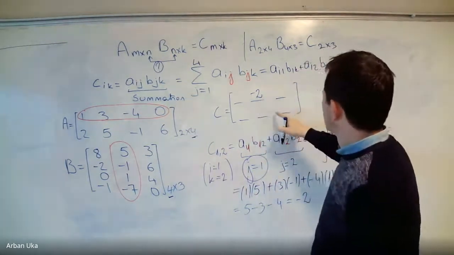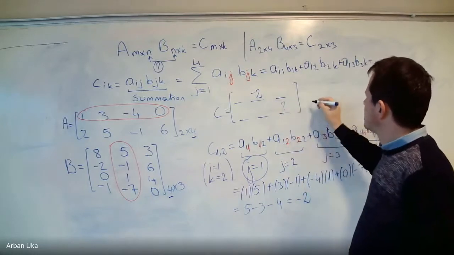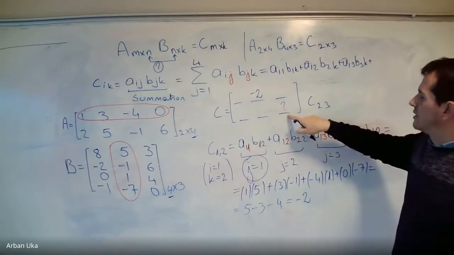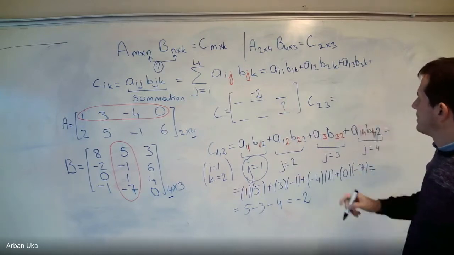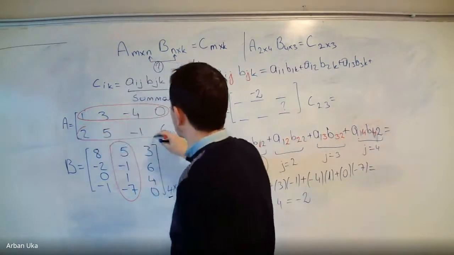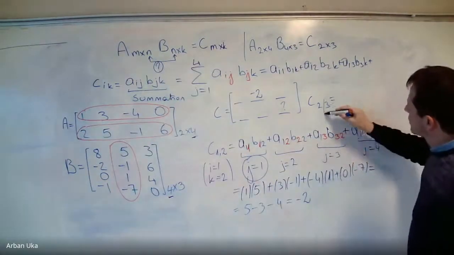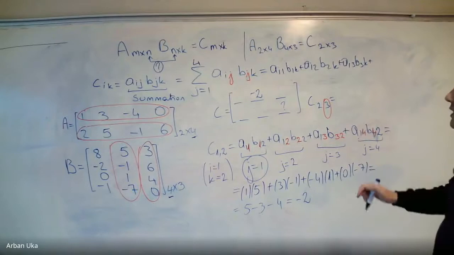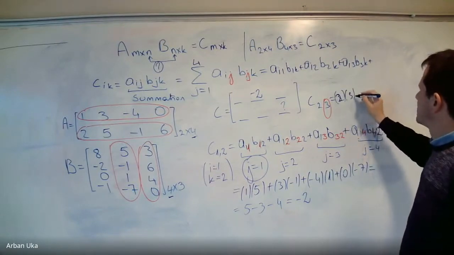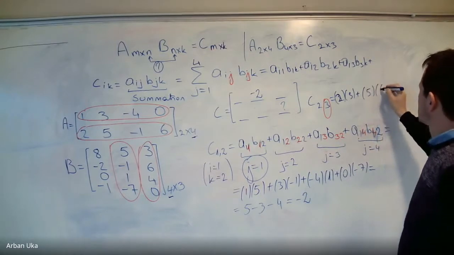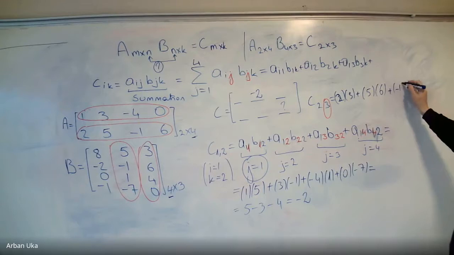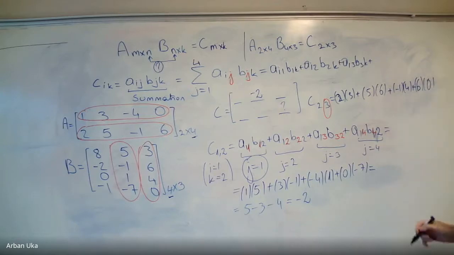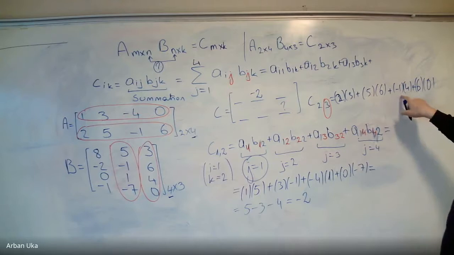Now, let's get this element here. What is this? This is C23, okay? C23, how do we get this element? Because it's second row, third column. This is going to be equal to the second row of A, it's this row here, multiplied with the third column of B. Third column of B is right here. Then we move ahead. We say that we have 2 times 3, plus 5 times 6, plus minus 1 times 4, plus 6 times 0. So finally, we get here 6 plus 30, 36 minus 4, 32.